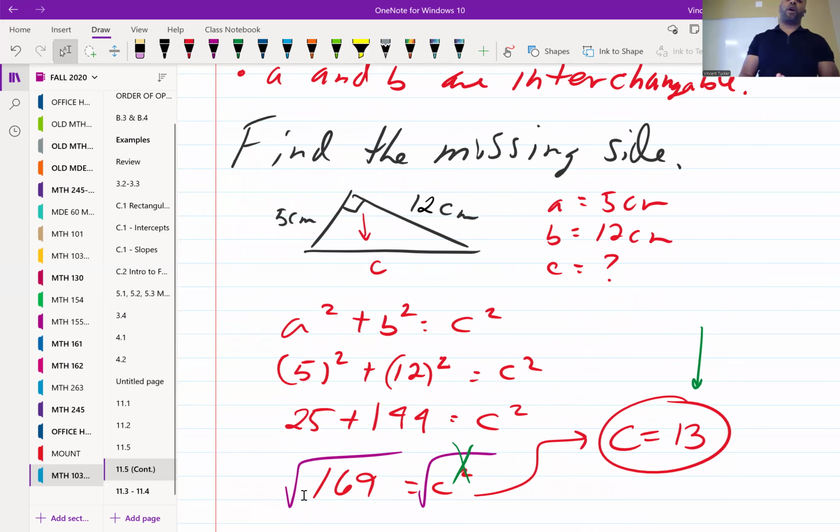Always remember, if you set this up properly, C is supposed to be your longest side. So you see that 13 is larger than 12 and the 5, of course. But if that doesn't work out that way, then somewhere you did something wrong. A and B are supposed to be shorter than the length of C.